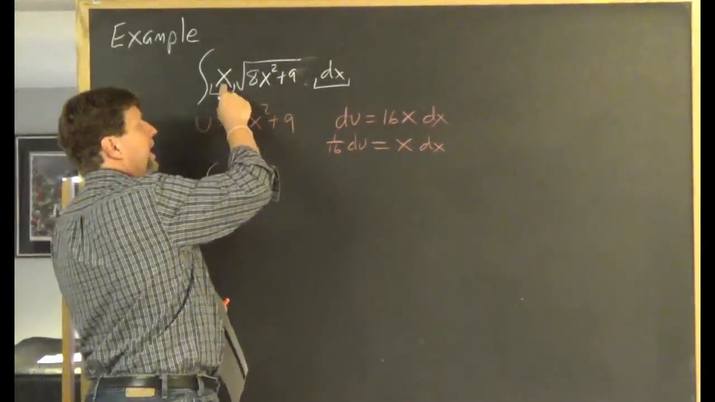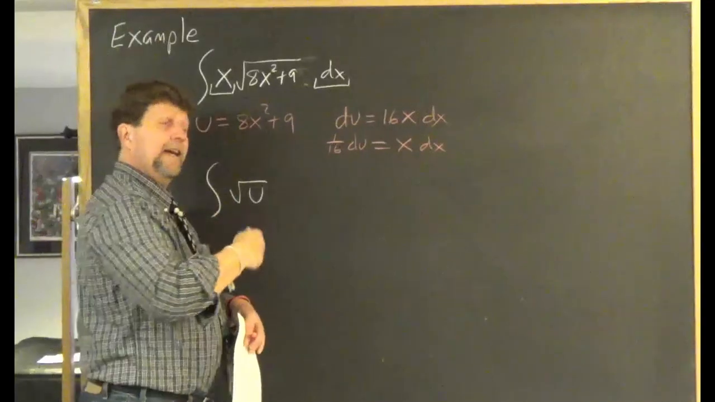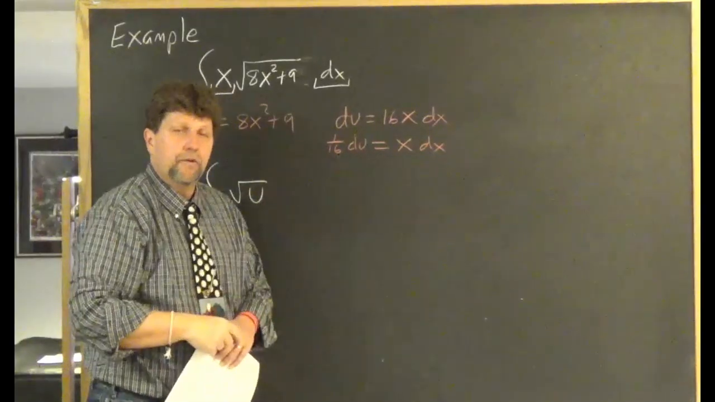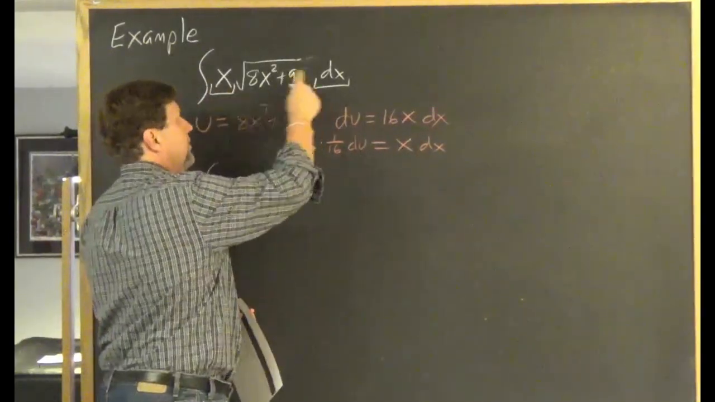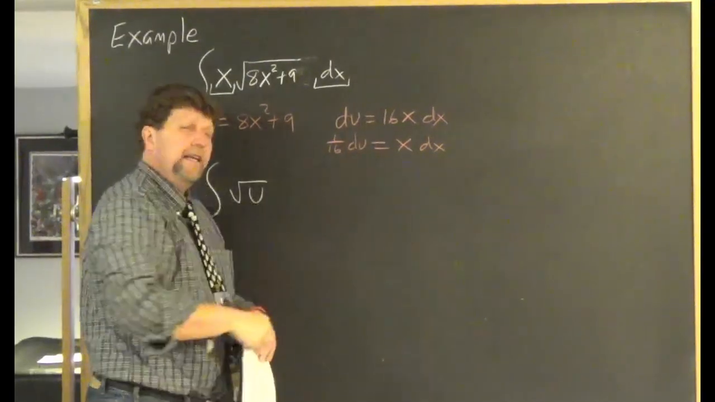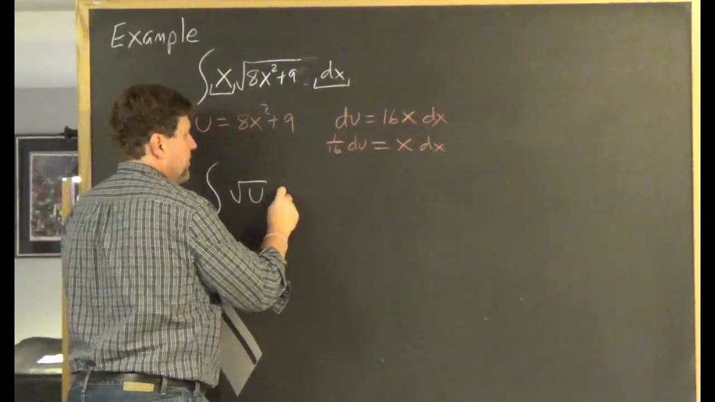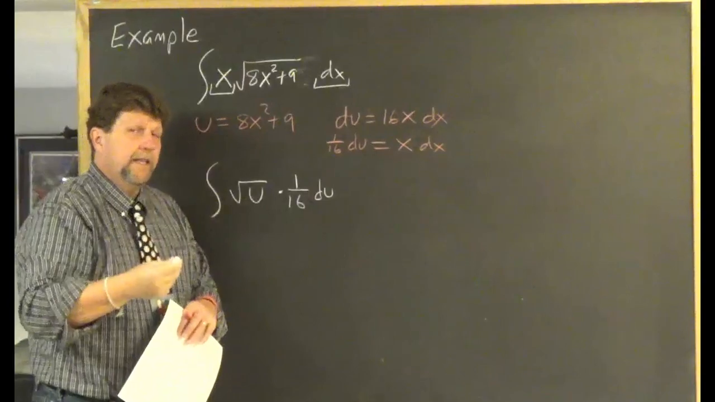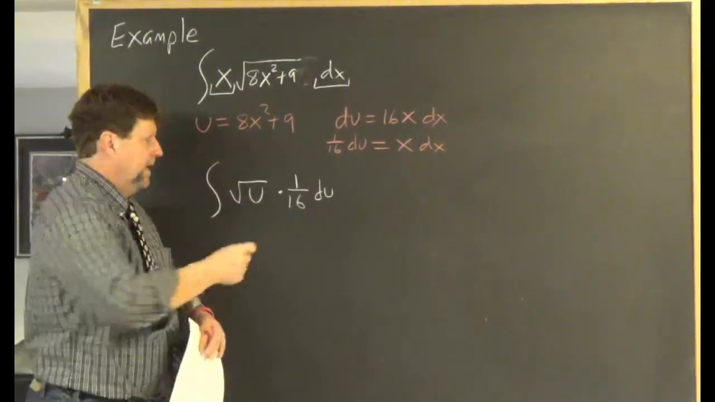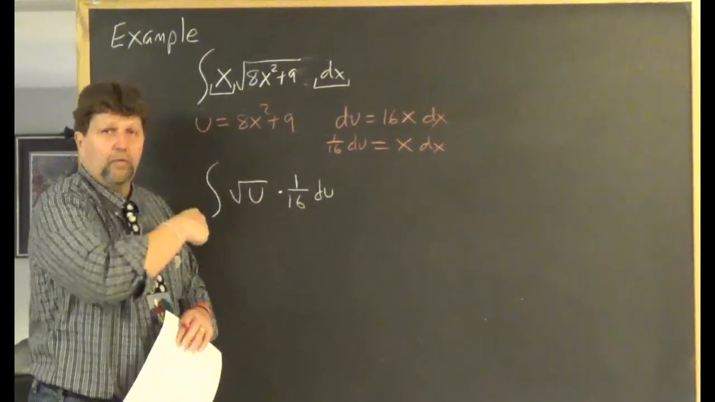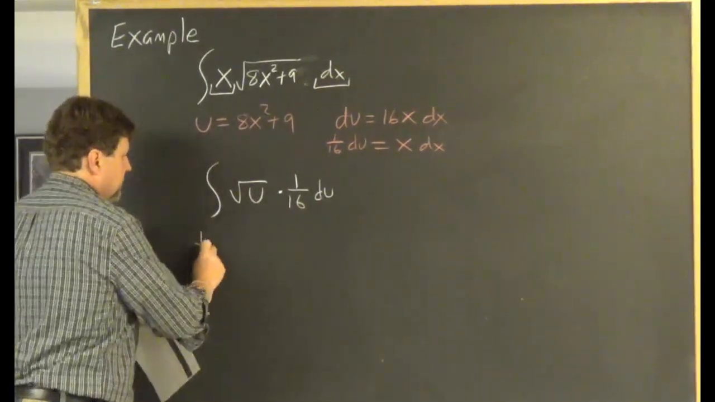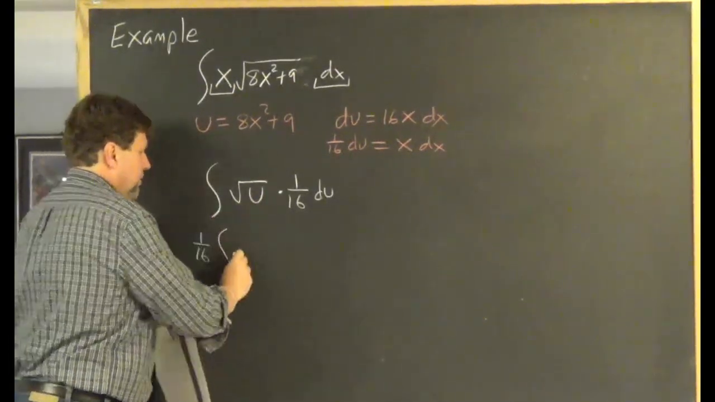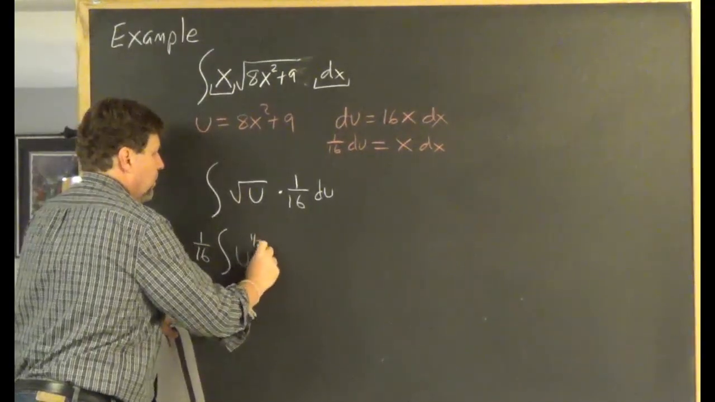So what do I have left over? I had an x dx. What does x dx equal? Well, x dx equals 1/16 du. That's what I need to substitute in for x dx, 1/16 du. So let me go ahead and do it this way, a 1/16 du. The next thing I would do immediately: 1/16 is a constant, so let's rip that out front of the integral sign. So we have a 1/16 the integral. And I'm also going to rewrite the square root of u at this step as u to the 1/2.